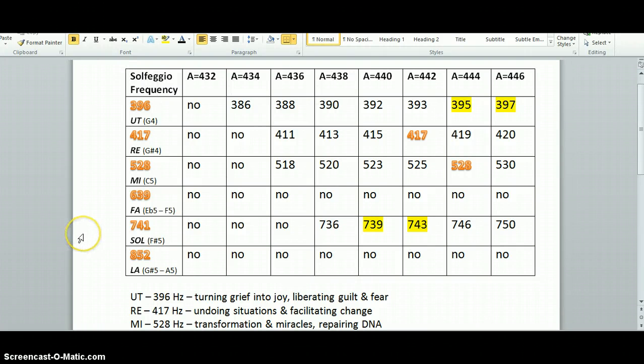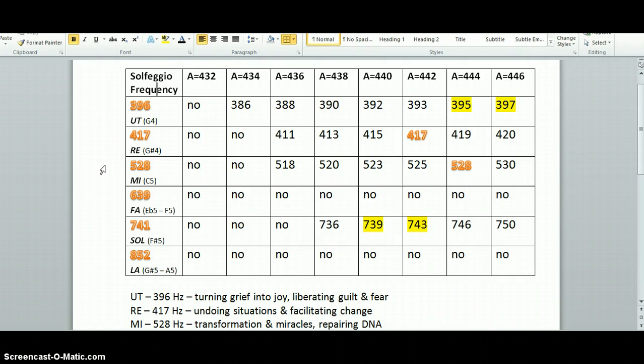Welcome everybody again. This is Dell, and we are going over the ancient solfeggio frequencies as they relate to Pythagorean tuning and Guido of Arezzo, who is the one responsible for inventing solfeggio.